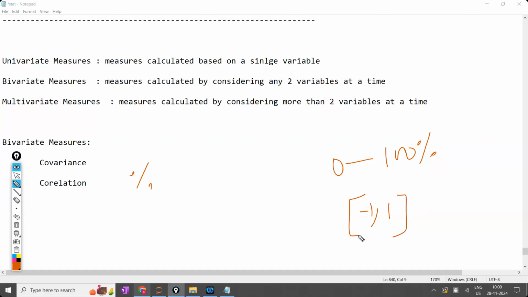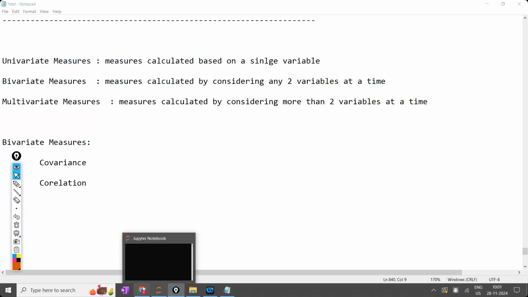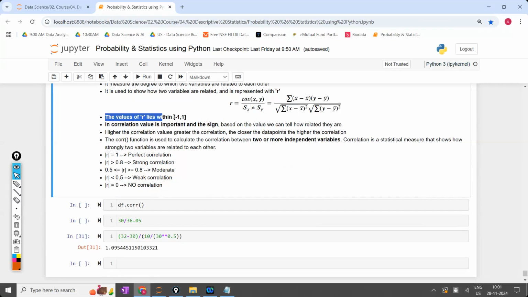What is the meaning of percent? Divide by 100. What is the maximum probability? 1. Whether it is probability or percentage or anything, the maximum is 1. So the range of correlation lies between minus 1 to plus 1.